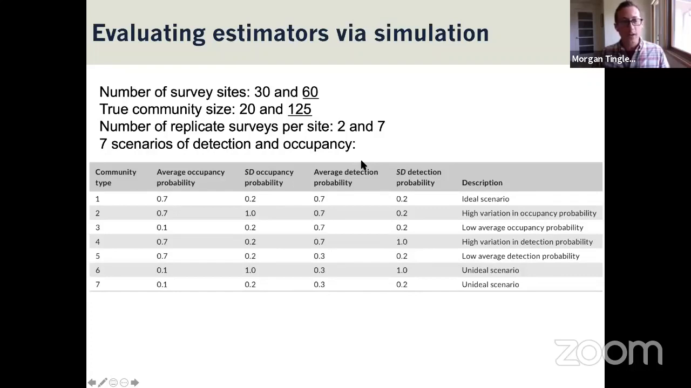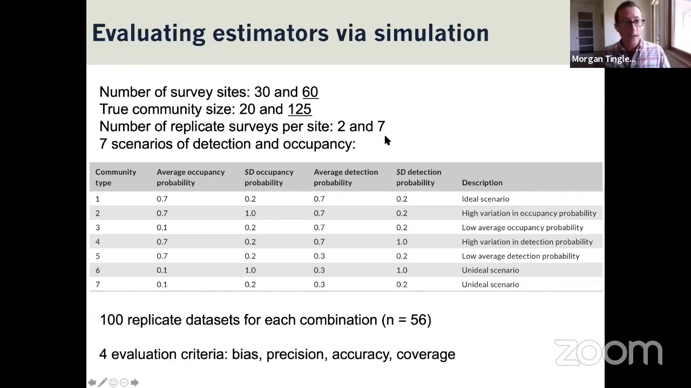These 7 different scenarios ranged across what we thought might be the average occupancy probability and average detection probability of all species within the community. We also then changed the variation in those average hyperparameters. So our 7 different communities change from essentially the ideal scenario, where you have high average occupancy, high average detection, and relatively low variation from species to species, to community types 6 and 7, which are these unideal scenarios where you have low occupancy, low detection, and generally high variation in both of those as well.